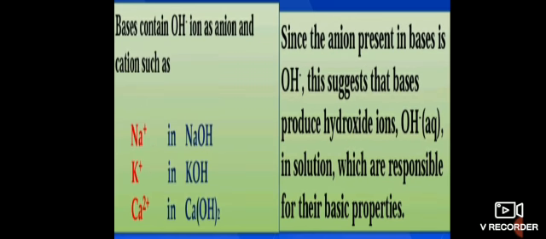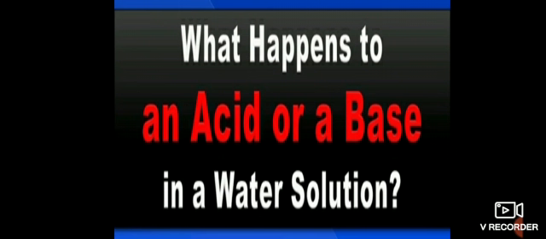Bases contain OH- ion as anion and cations such as Na+ in sodium hydroxide, K+ in potassium hydroxide, Ca2+ in calcium hydroxide. Dear children, since the anion present in bases is OH-, this suggests that bases produce hydroxide ion, that is OH-, in solution, which are responsible for their basic properties. Dear children, do you think what happens to an acid or a base in water solution?